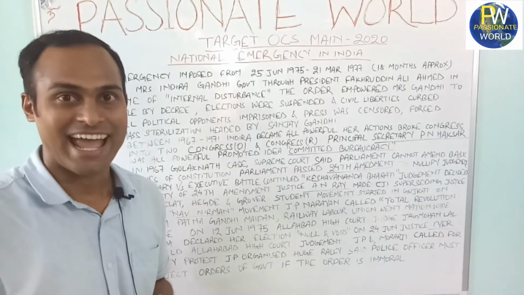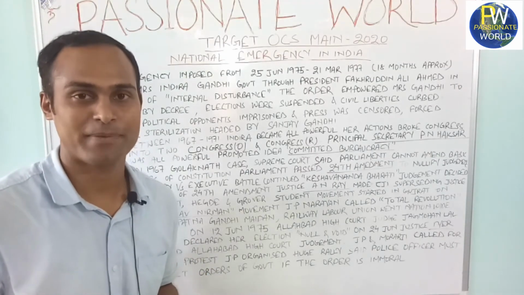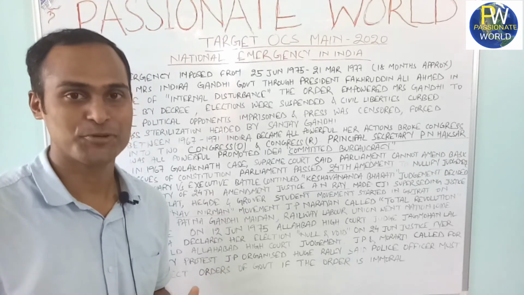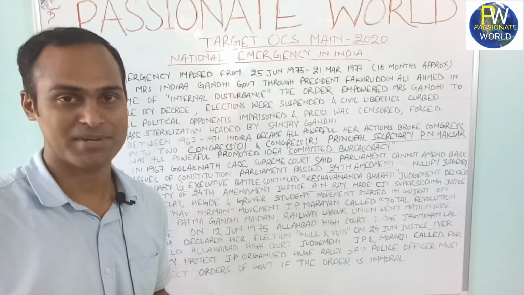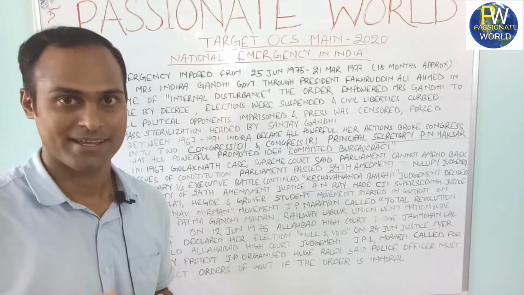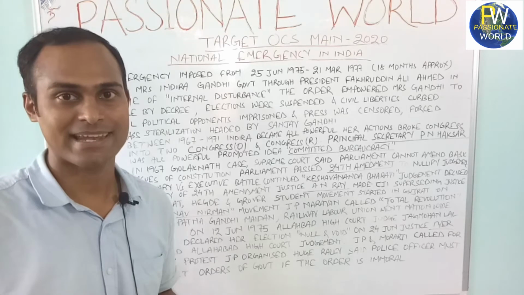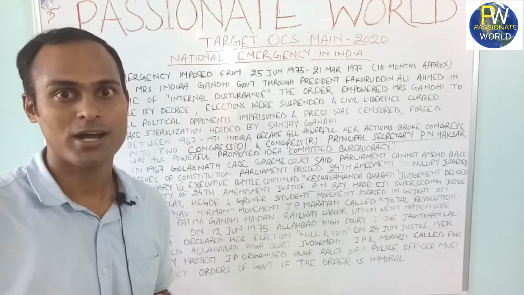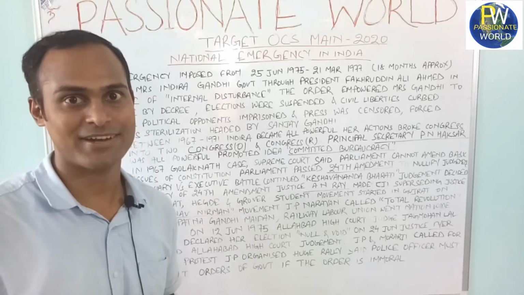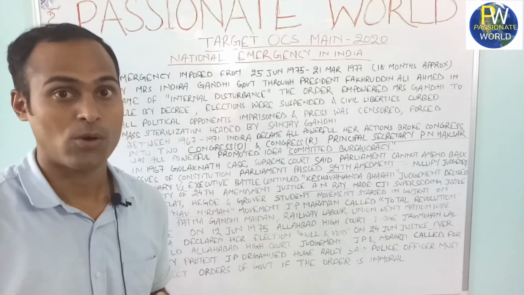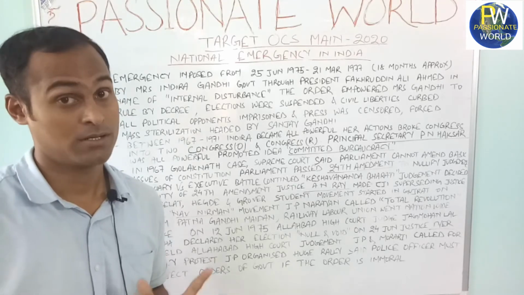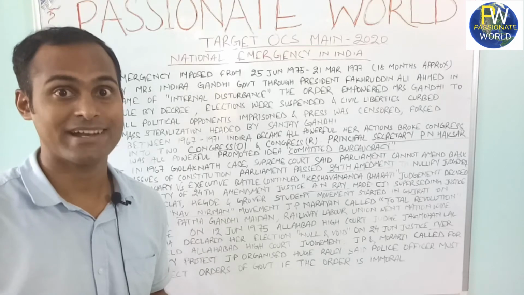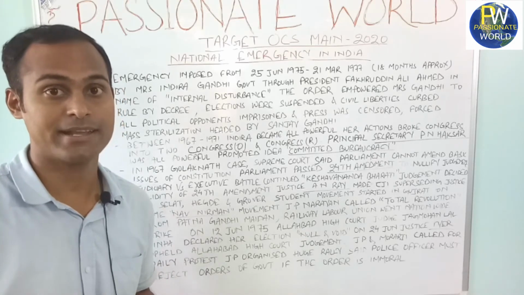In this part, as I mentioned in the previous part, we will discuss what are the events which led to the internal disturbance emergency, which was implemented by the Indira Gandhi government from 25 June 1975 to 21st March 1977. So what are the events that led to this particular momentous judgment? It was one of the darkest moments of Indian democracy.